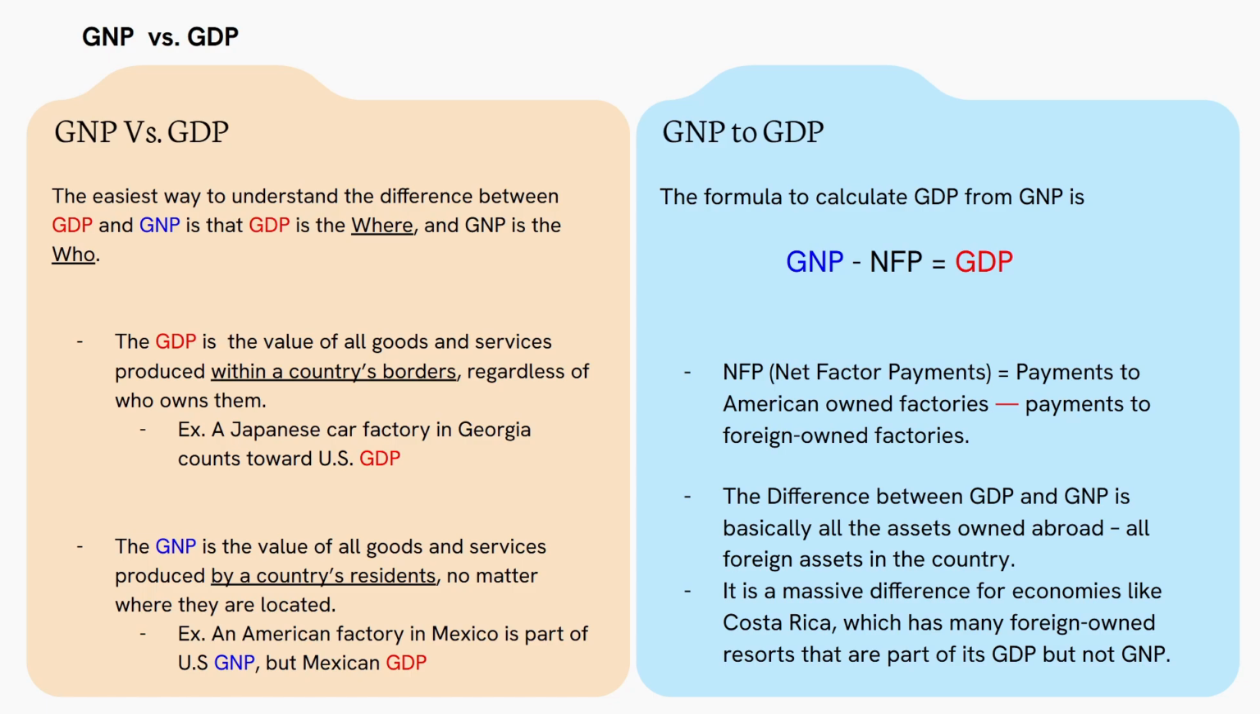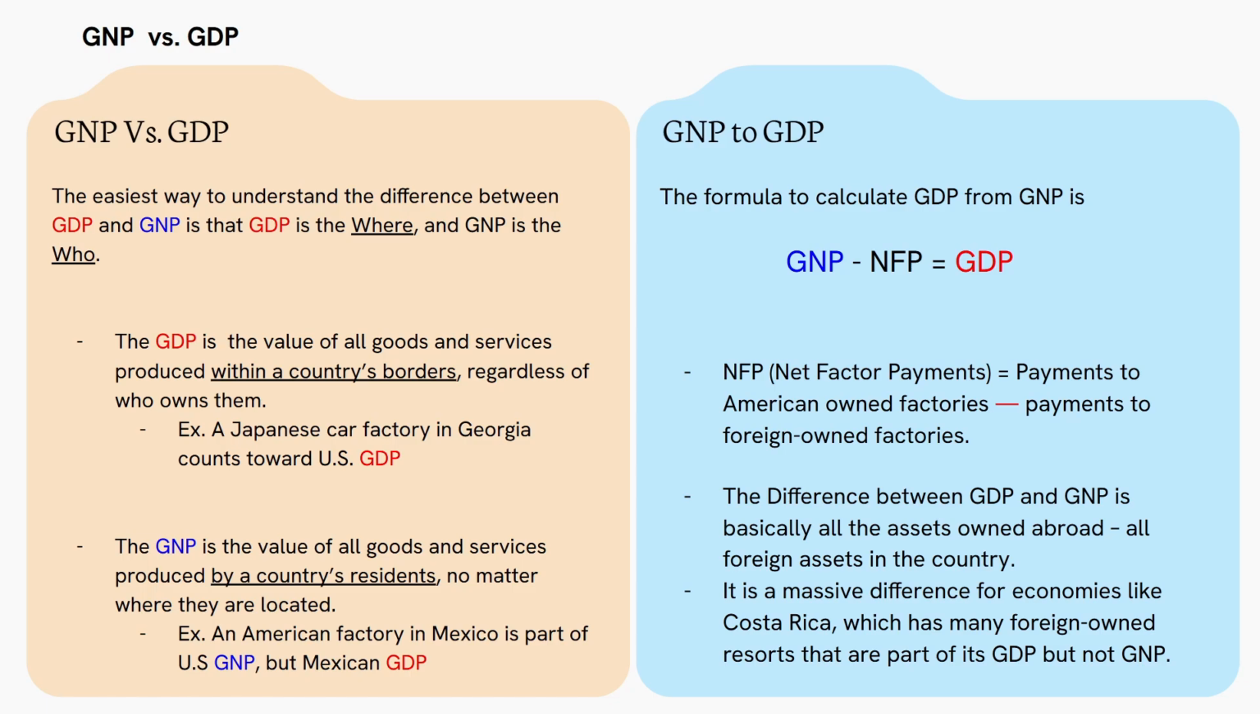So the example I have here is that a Japanese car factory in Georgia is part of the US GDP, even though a lot of its economic value is going to Japan because the Japanese company is taking its profits. And so that also means that all of America's offices and factories in other countries are counted towards their GDP and not ours.